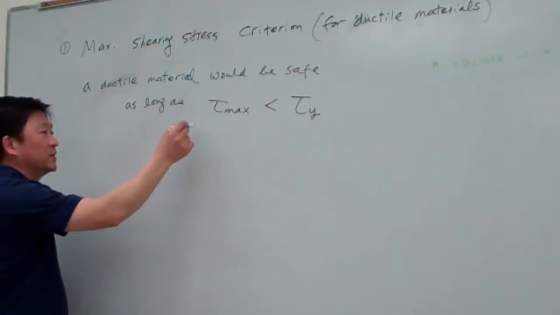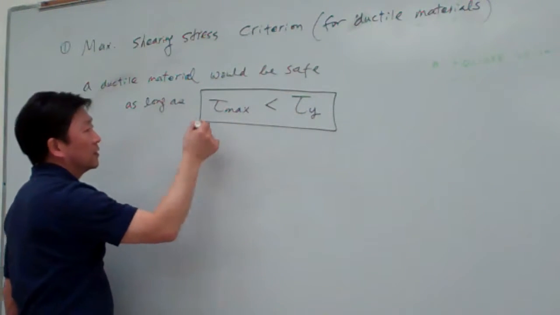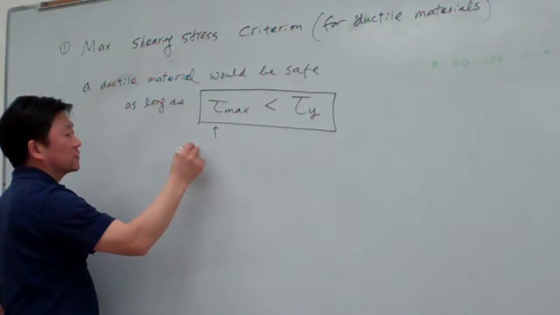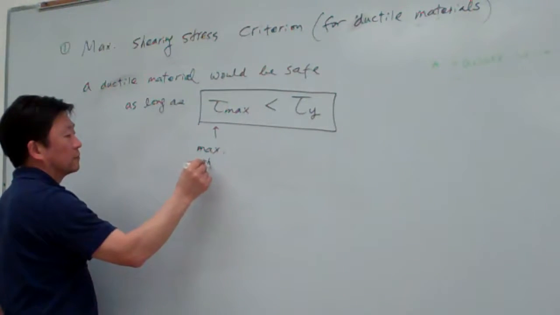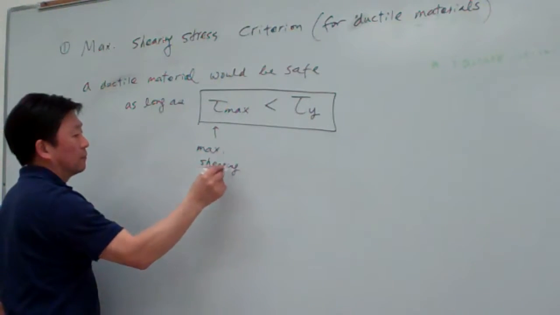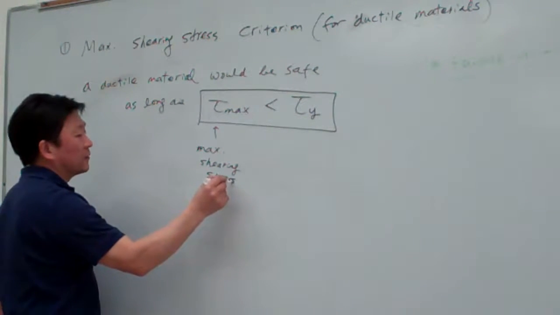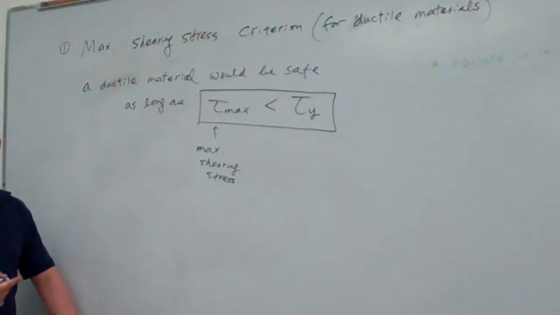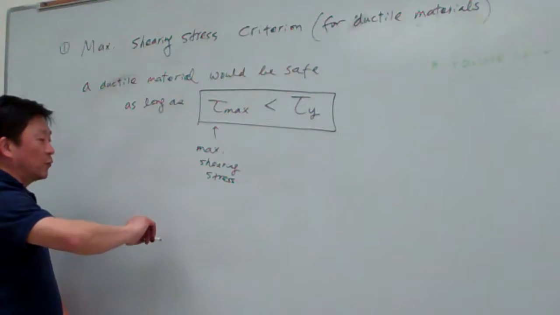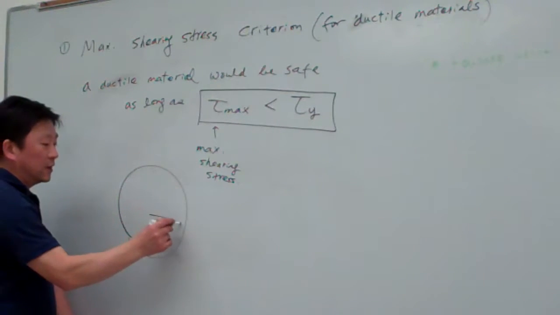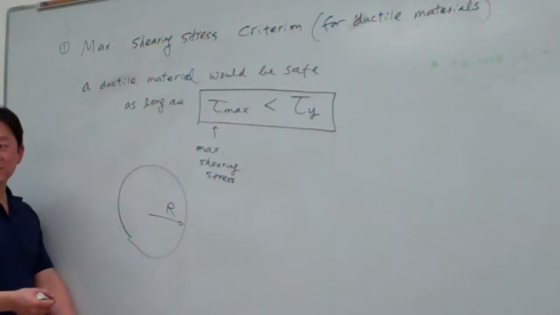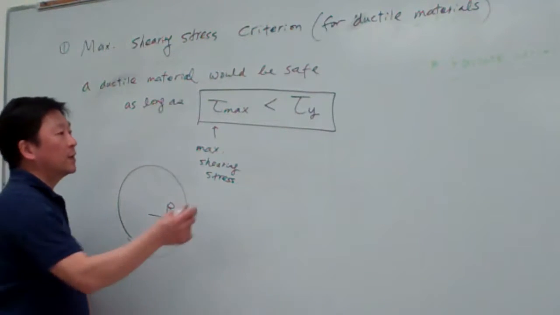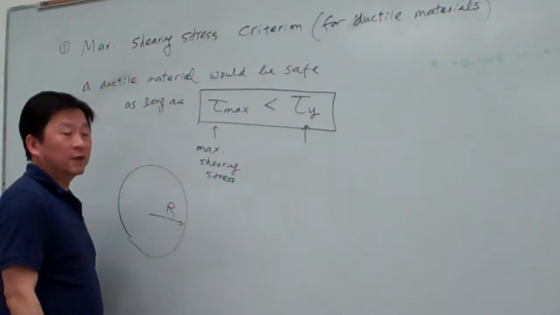That criterion is basically saying this. This one is called the maximum shear stress. And how to calculate the maximum shear stress? You can use the Mohr circle technique. Once you have the Mohr circle, the radius gives you the maximum shear stress. Right? And this one is called the yielding.